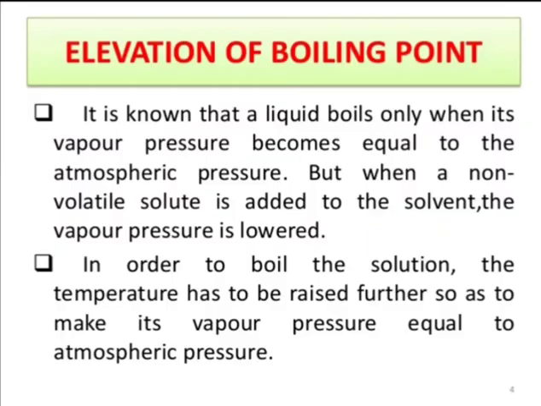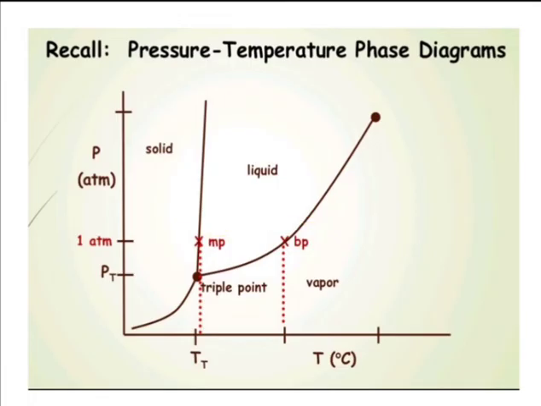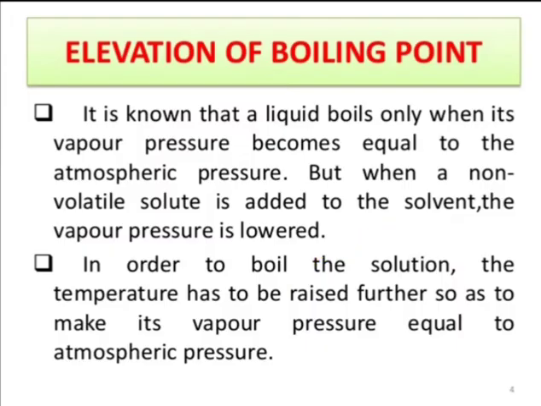So let's start here. This diagram shows there are 3 phases, solid, liquid and vapor, and they intersect at one point called the triple point. We will find the boiling point and melting point on the same diagram in the next slides. So the first property is the elevation of the boiling point. The boiling point will be increased slightly, not greater.